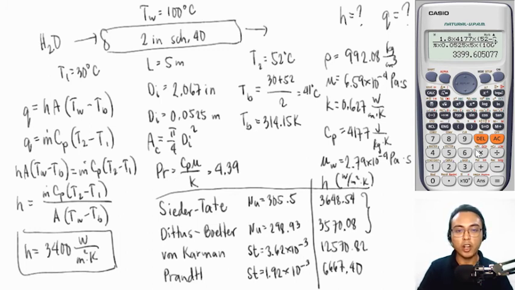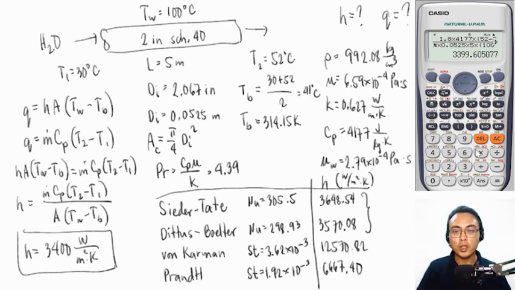That's because the von Karman and Prandtl analogies were theoretical in nature, while the Sider-Tate and Ditus-Boelter equations are empirical in nature. For our case here, empirical equations which are based on experimental data are much better in giving a reasonable value of the heat transfer coefficient. So from now on, we will only be using empirical equations or correlations to determine the value of the heat transfer coefficient. In this problem, I have shown you the step-by-step process on how we were able to solve for the heat transfer coefficient.